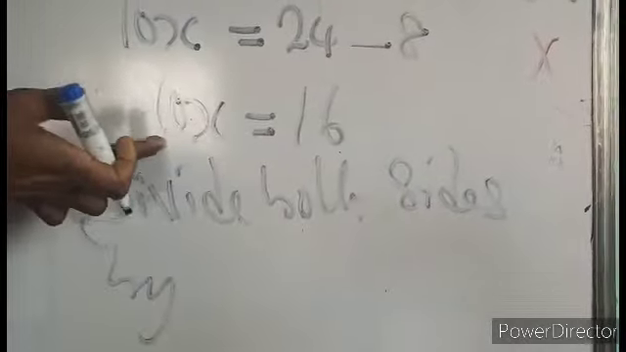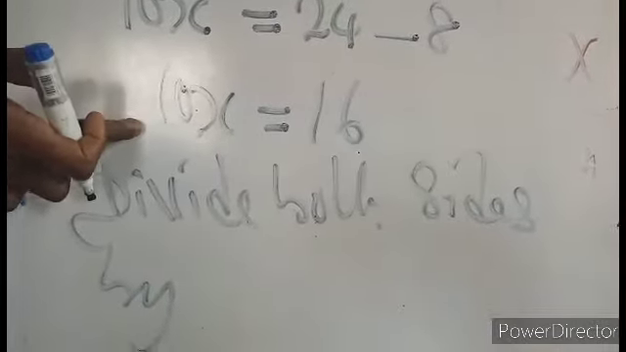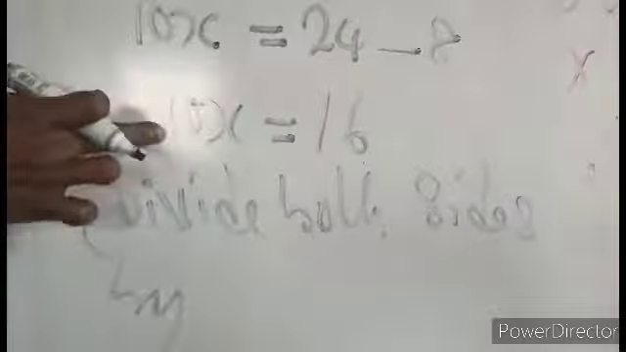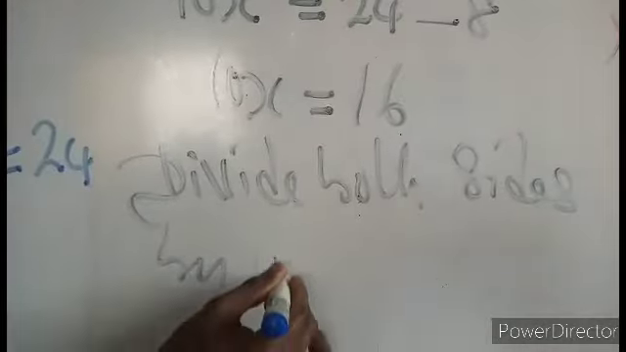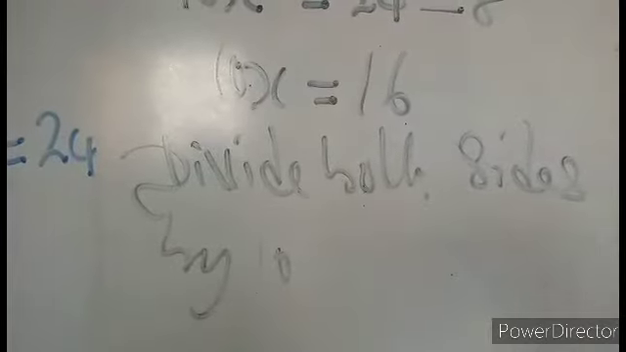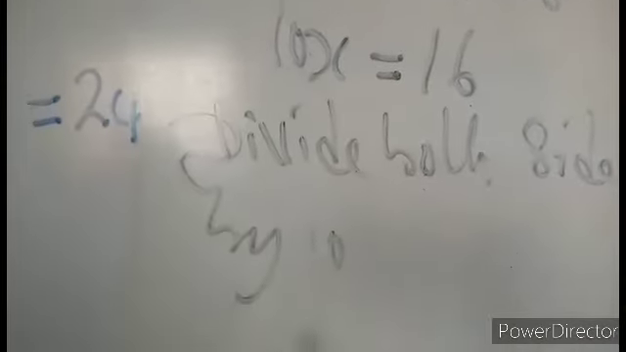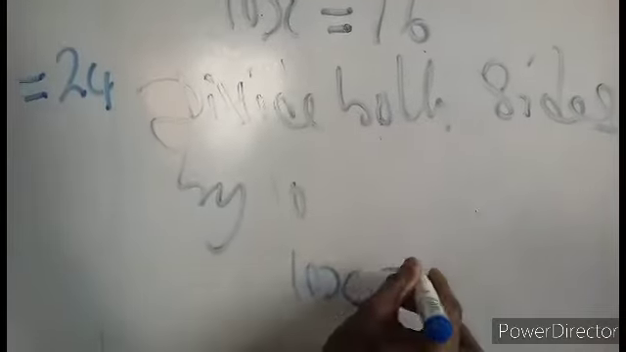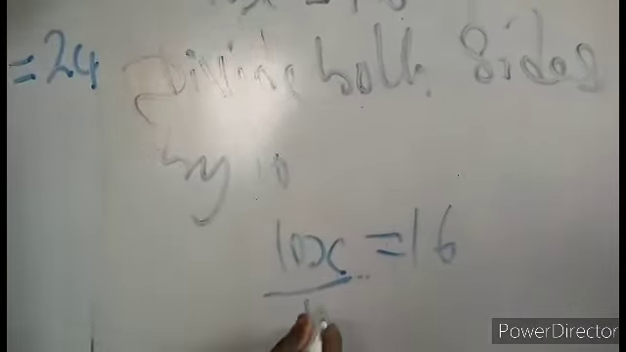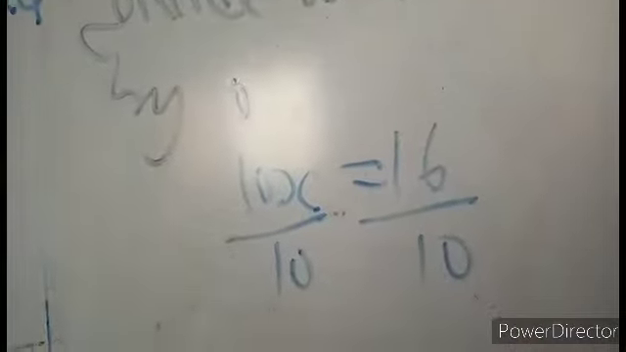This is the only one that has a coefficient. The coefficient of x here is 10. This has no letter. So I'm dividing both sides by the one that has the letter, which is the 10. Divide both sides by 10, not 10x. So divide both sides by 10. I'm going to repeat the question once more, so I'm going to write it again. So divide both sides by 10, as you can see.